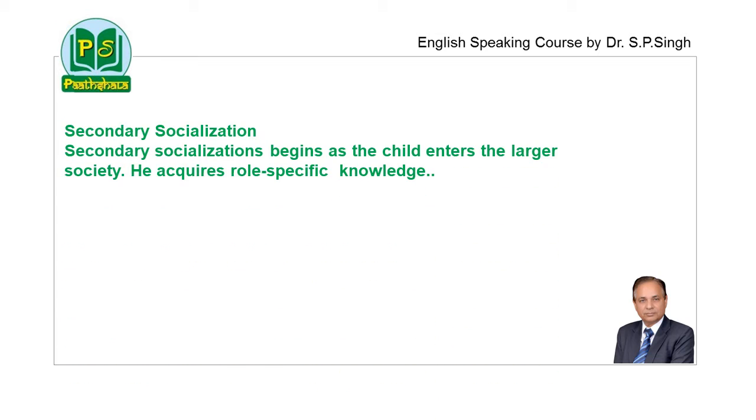Secondary socialization begins as the child enters the larger society. He acquires role-specific knowledge. Biological limitations become less important to the learning sequences. The intrinsic properties of knowledge to be acquired get established, which serves as the foundation structure of that knowledge.